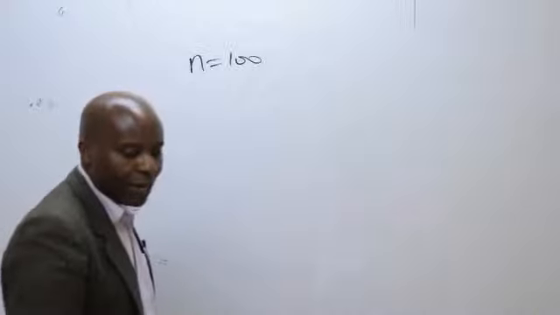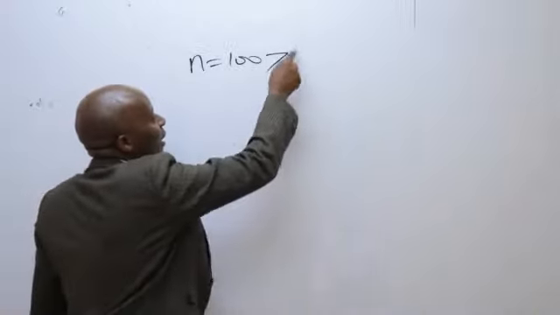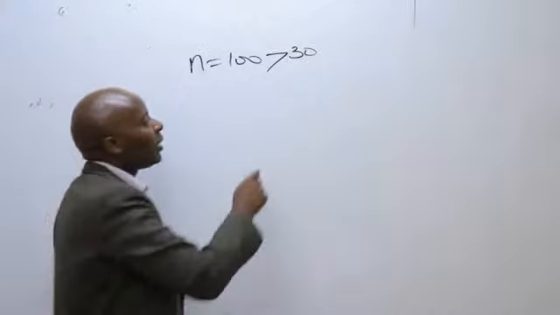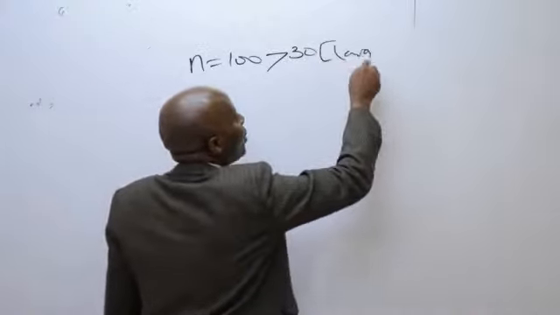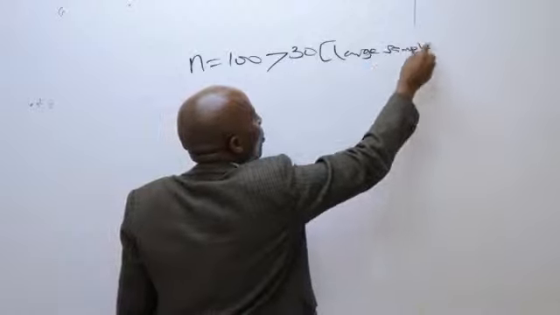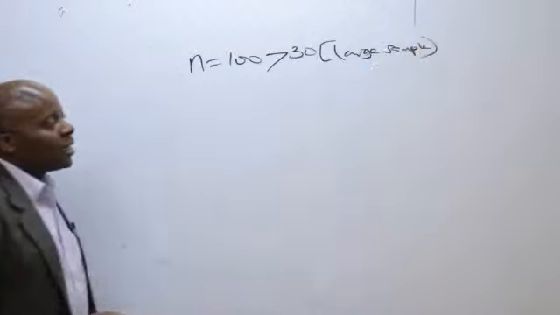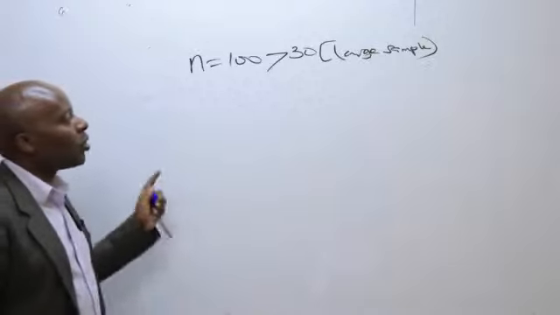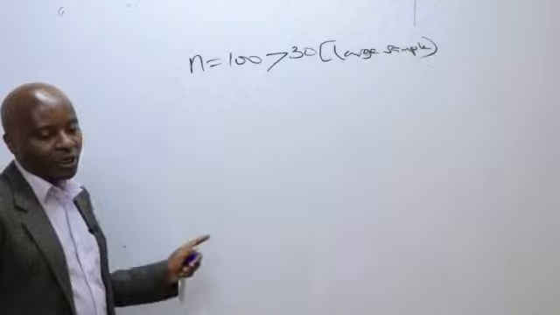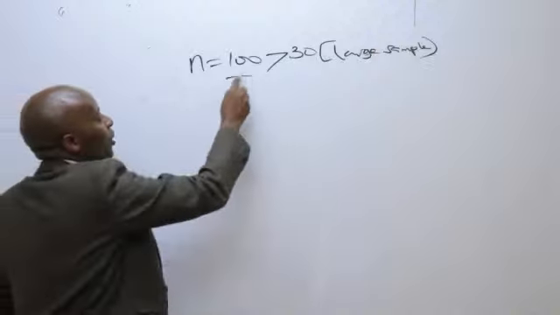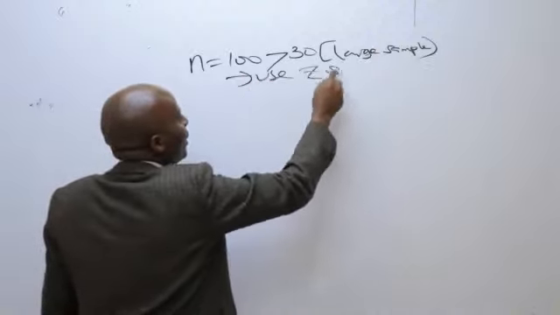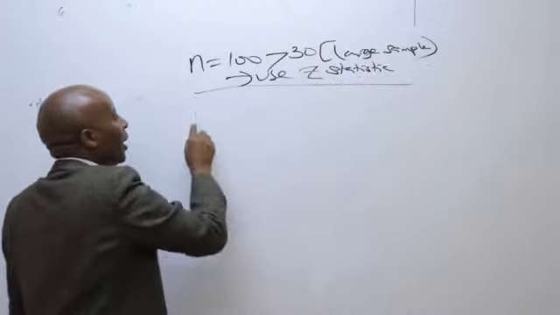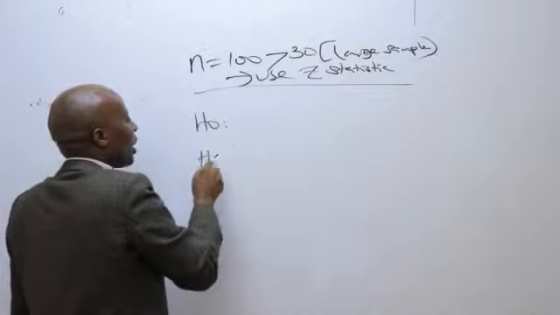If n is 100, we know our benchmark is 30. So it means that this is more than 30, meaning that again, we are dealing with a large sample. And if that is the case, a large sample calls for a Z statistic. So here, use the Z statistic and leave it at that, and then come and say H0, come and say H1.